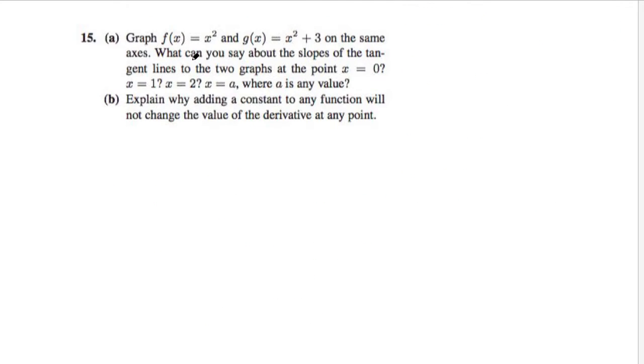Question 15 asks you to plot two parabolas on the same set of axes. So I'll just do a quick sketch of what these will look like. So here are my x and y axes. My f of x I will plot in red, and that will be just a parabola. We can do that a little better. That goes through the origin and is symmetric about the y-axis. And then we have a second, which will be the same parabola, just shifted up by 3. So this right here is 3.